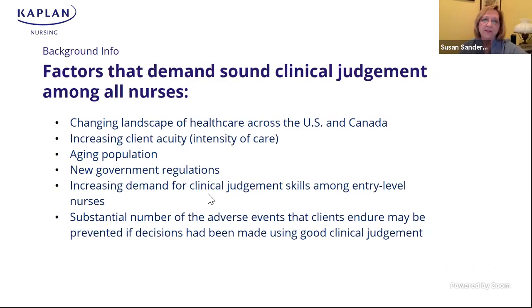So a little bit of background information, which you all know, is related to factors that demand sound clinical judgment among all nurses. And that clinical judgment is necessary because of the changing landscape of healthcare, which is ever changing. Certainly, we have increased client acuity and intensity of care. We have the aging population, not only of our patients, but our faculty. We have government regulations that are required for hospitals and healthcare agencies to meet. And that leads to that increasing demand of clinical judgment for those entry-level nurses. And then we also have seen that a substantial number of our adverse events may be prevented if there was an improvement in clinical judgment.